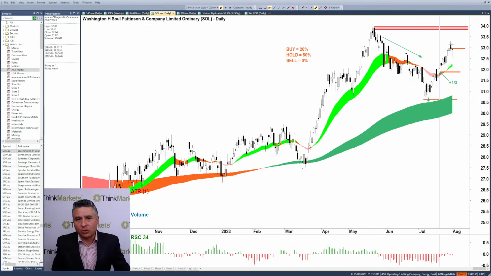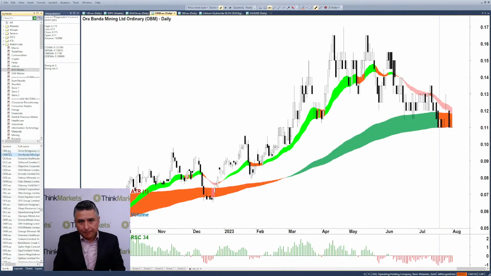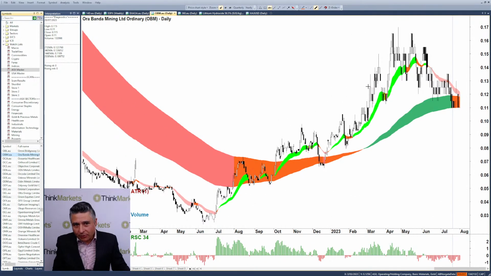I'll leave it up to you whether you think there's a plus 1/3 there, but it's very, very strong. Let us then, that was for Leonardo. Let's go to Ahmed, who's got OBM, which is Ora Banda Mining. That's one I definitely tweeted through here many times. This made it in, and then it came off. And if it comes off the shortlist for a few weeks, that should give you a pretty good indication that you might need to do something.